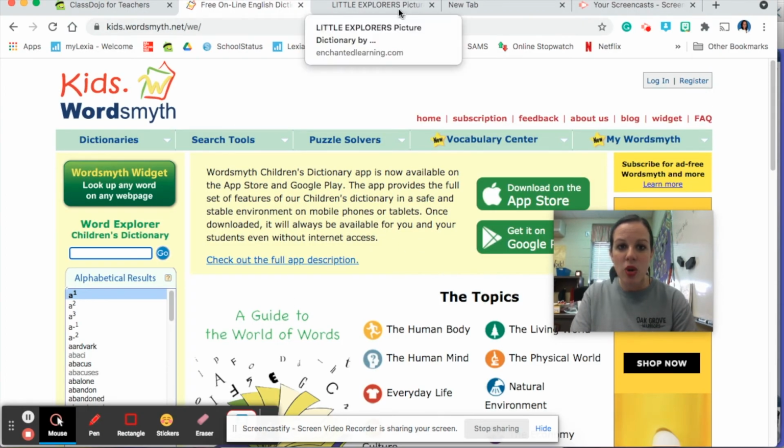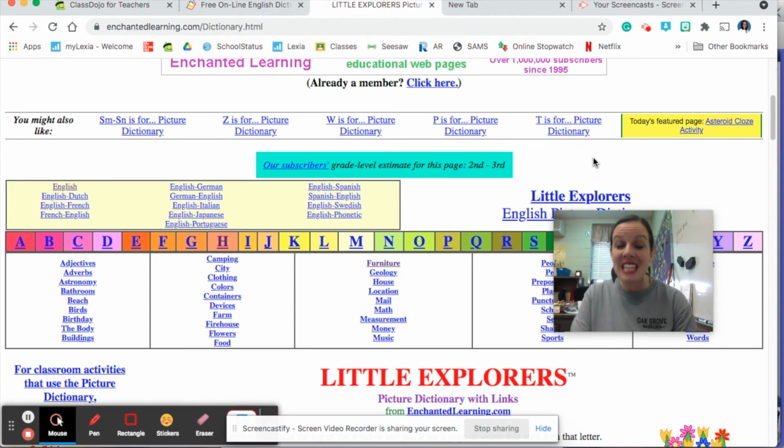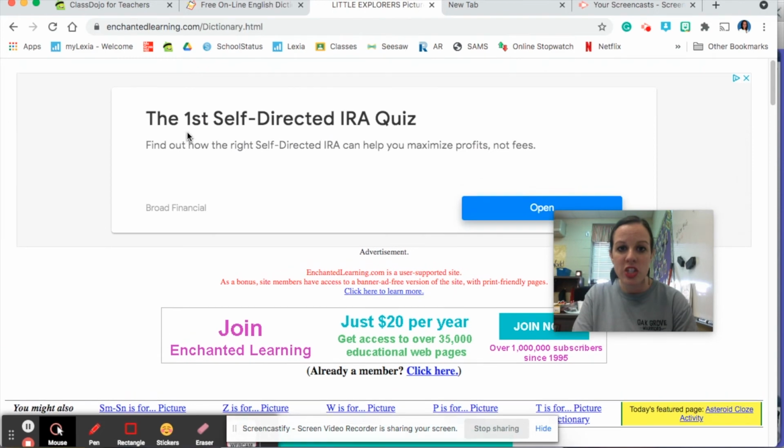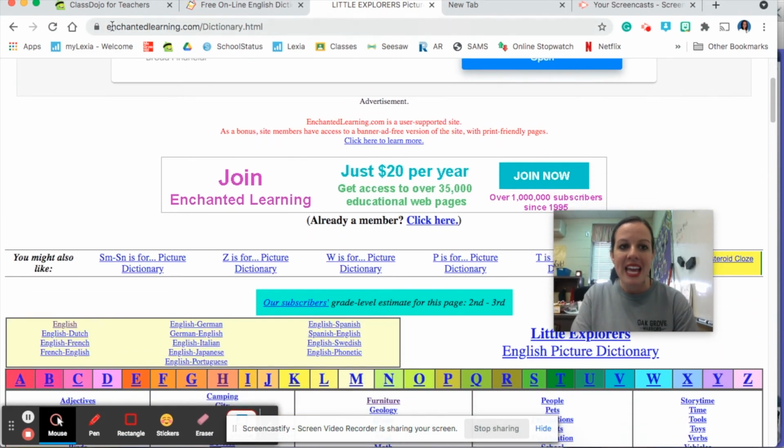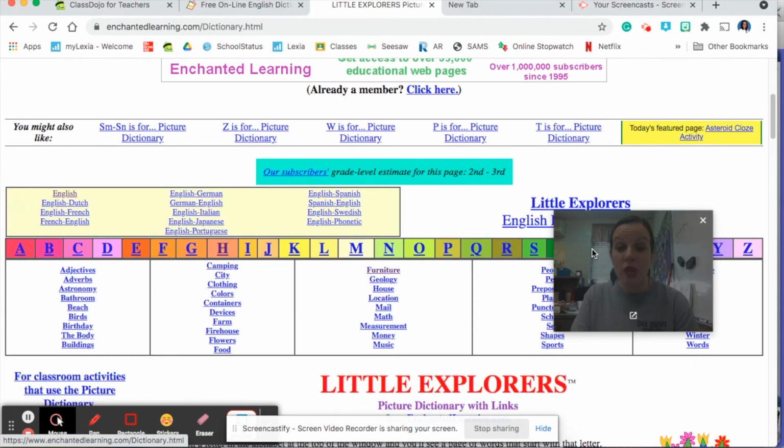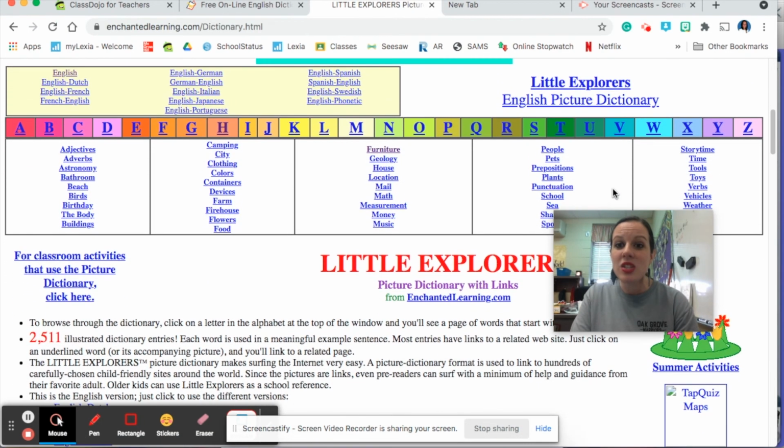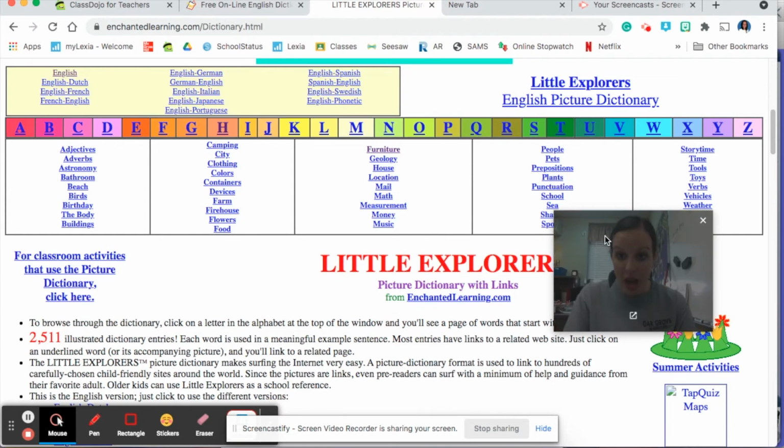Let's say that Miss Morris says, boys and girls, today we are going to be writing about the weather. You can come over here to this dictionary. This is a special picture dictionary, enchantedlearning.com/dictionary. And when you come to this dictionary, it is going to let you explore 2,511 words. It's going to give them in a sentence and show you a picture.